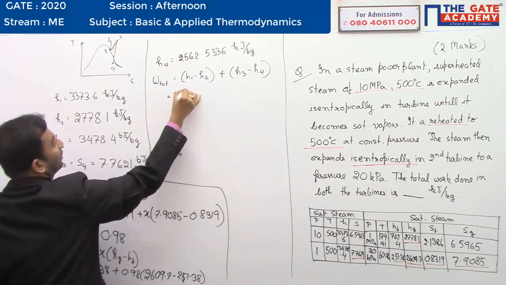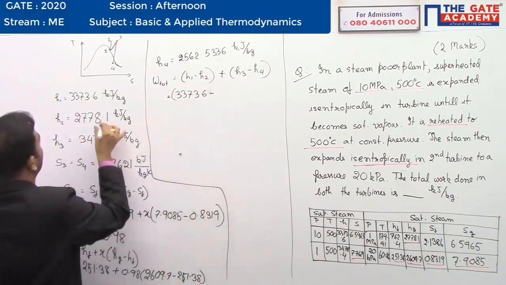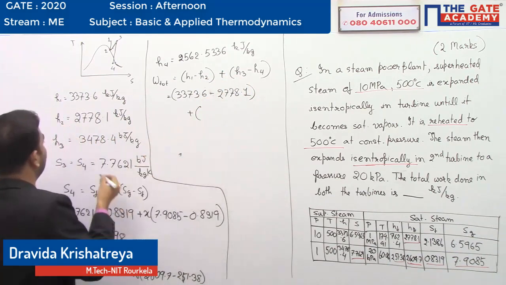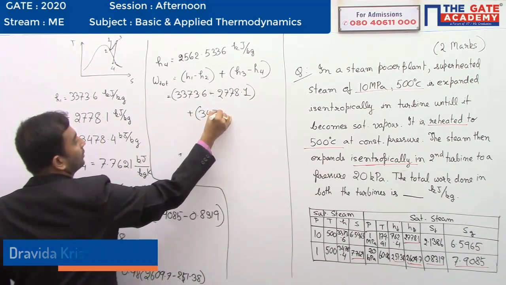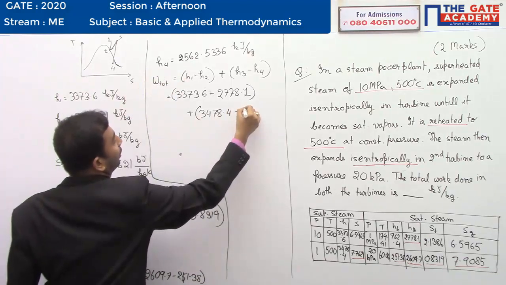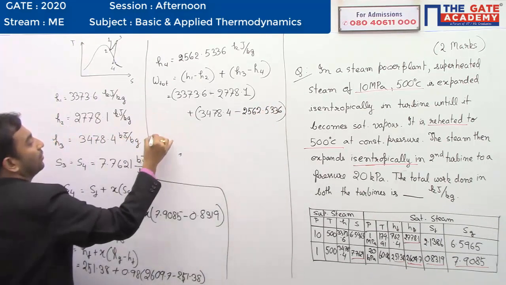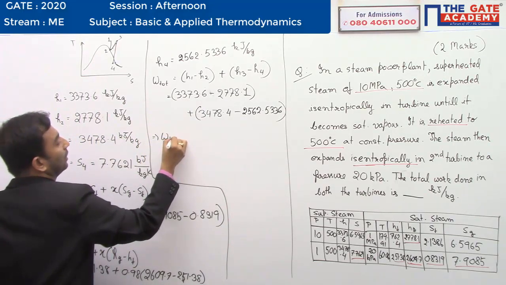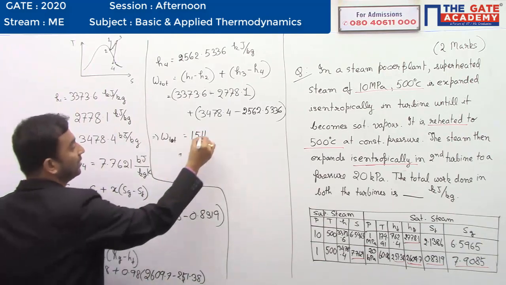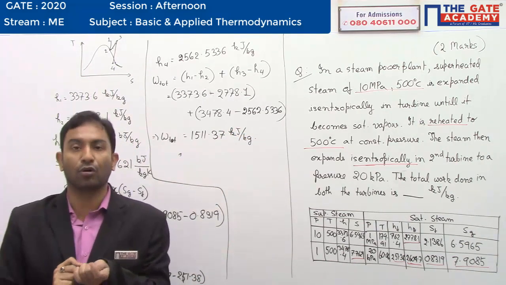H1 is 3373.6 minus H2, which is 2778.1, plus for the second turbine H3 is equal to 3478.4 minus H4, which we just found out, 2562.5336. Very good. Now simply if I solve this, I'll get the total work done by both the turbines. So solving this, I'll get 1511.37 kilojoule per kg. So this is the total work done by both the turbines.